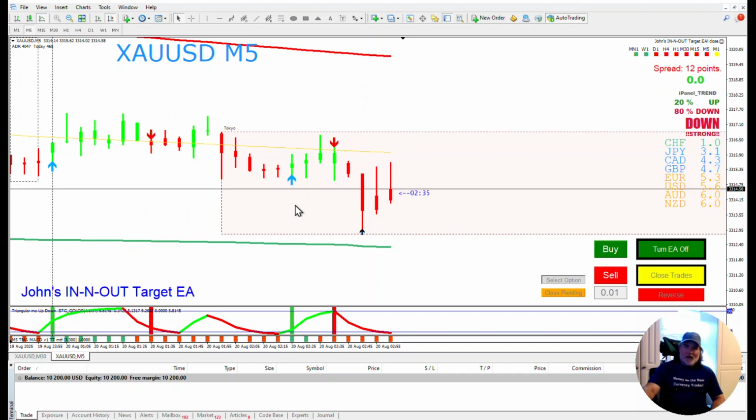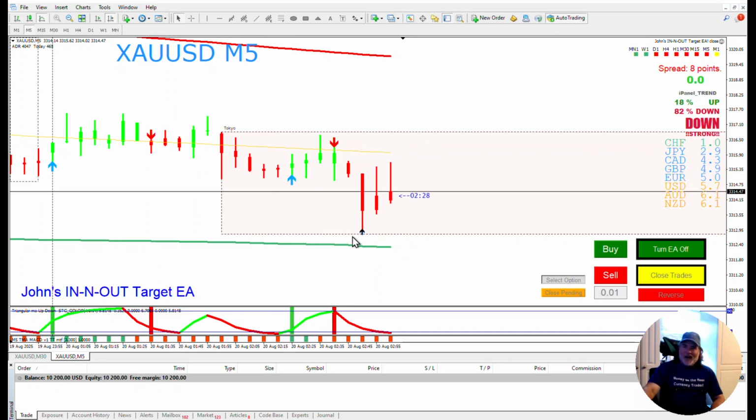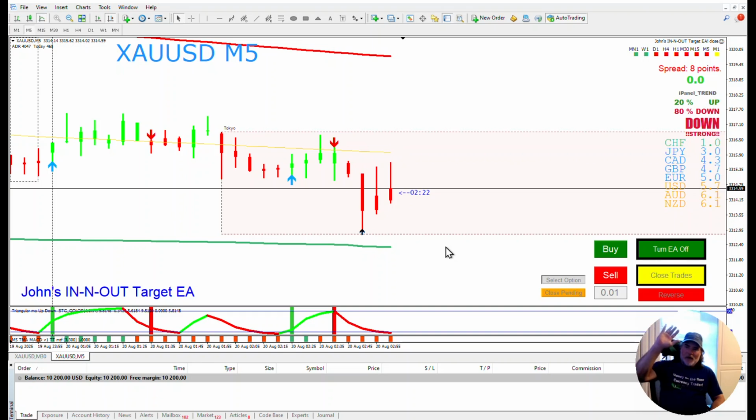So this is our new target EA. It's helping me make money. It's going to help me get rich. It's going to help me buy a new truck. I don't know what it's going to help you buy. Whatever it is, let me know. I'd like to hear about it. And let's keep making money in the market. I appreciate everybody. Thank you so much.